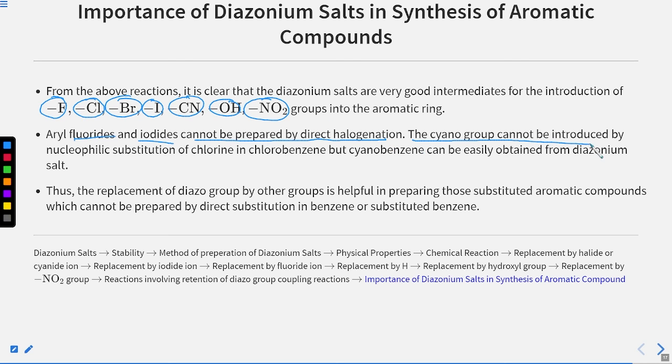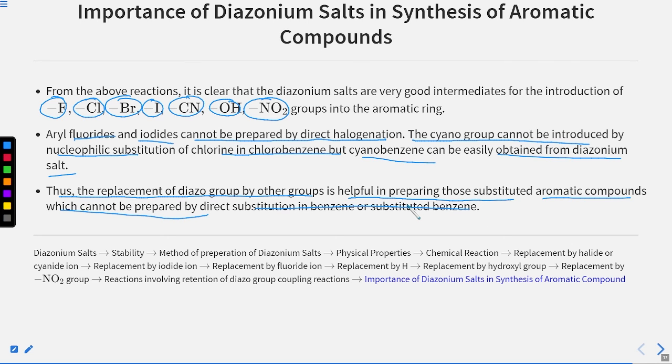Similarly, the cyano group cannot be introduced by nucleophilic substitution because nucleophilic substitution is not allowed. So therefore this method is again used. But cyanobenzene can be easily obtained from diazonium salt. So it is written here. Thus, the replacement of the diazo group by other groups is very helpful in preparing those substituted aromatic compounds which cannot be prepared by direct substitution in benzene or substituted benzene.